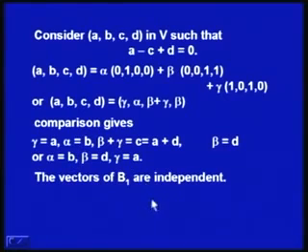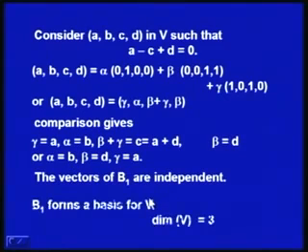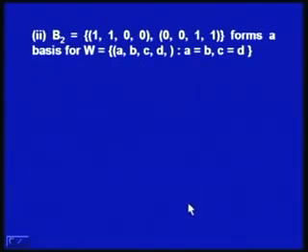Now, the vectors of B1 are independent, that can be checked, and since the vectors of B1 span the subspace V, therefore, we say that B1 forms a basis for V, and since there are three independent vectors in B1, the dimension of V is 3.